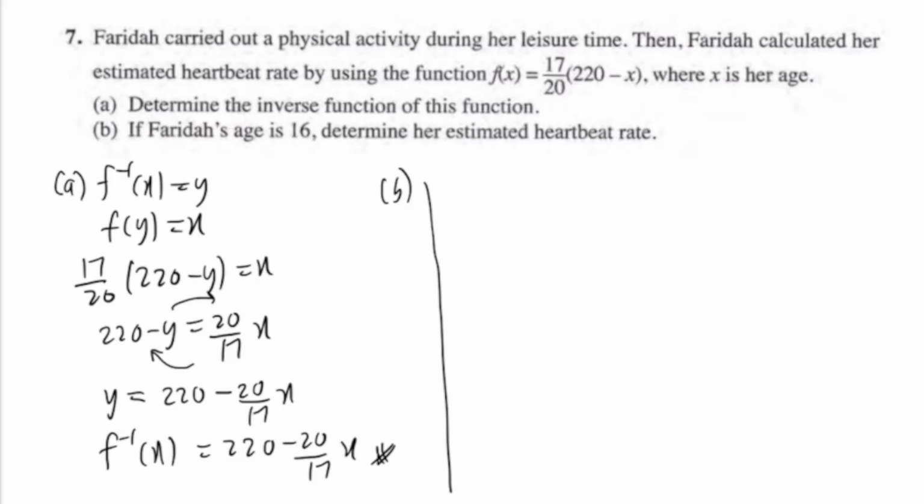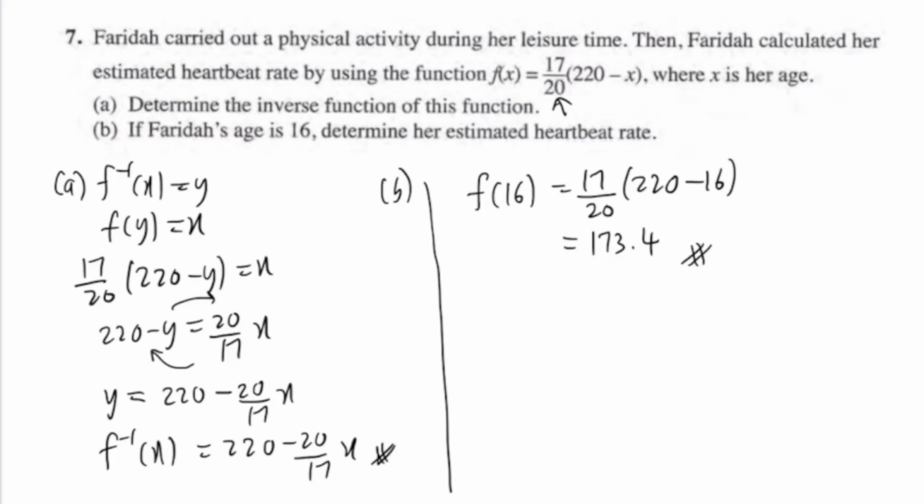Next one, if Farida's age is 16, determine her heartbeat rate. Okay, I don't think you need to use the inverse. You use the inverse, you're wasting time because what we want is her heartbeat, which is f, right? What we're given is her age, which is x. 16 is x. So if you want to estimate her heartbeat, just put 16 inside this original function here, 17 over 20, 220 minus 16. That'll be a lot faster. Use your calculator, 173.4.